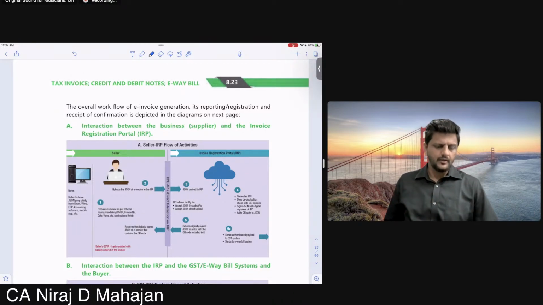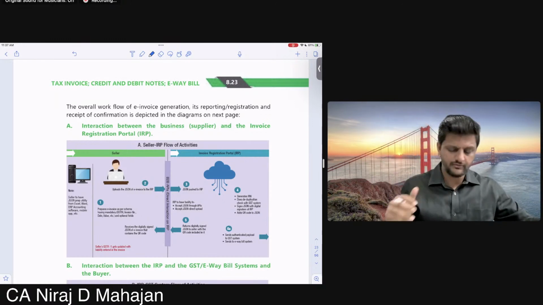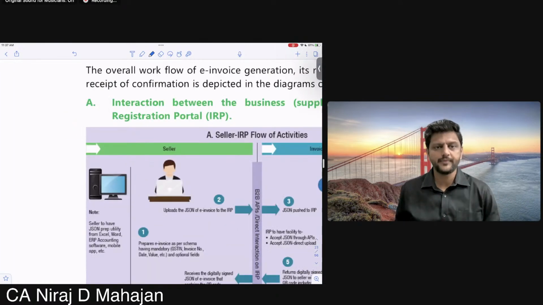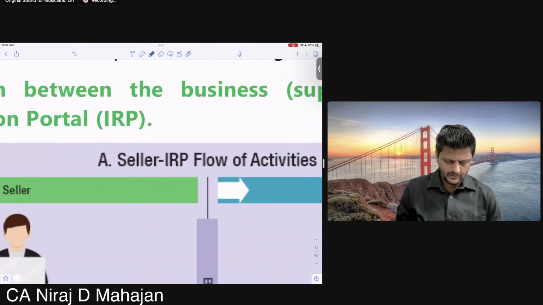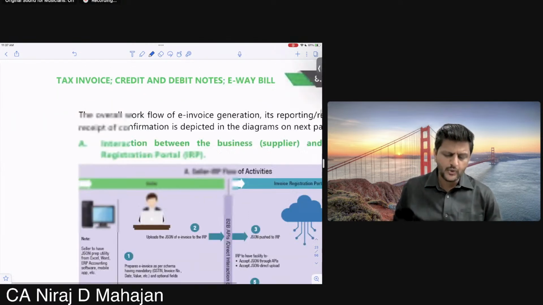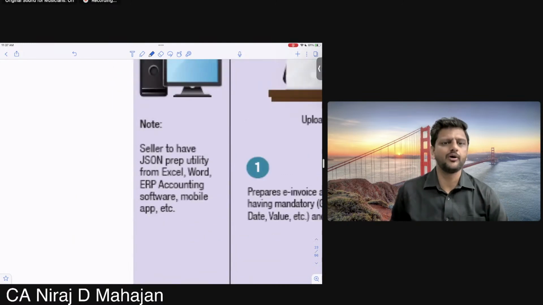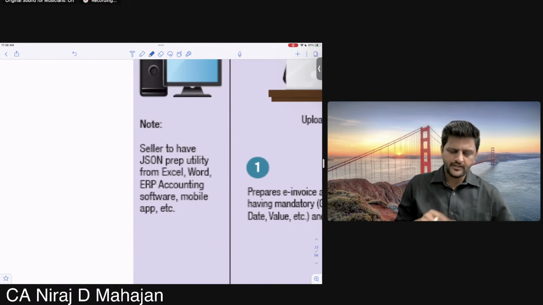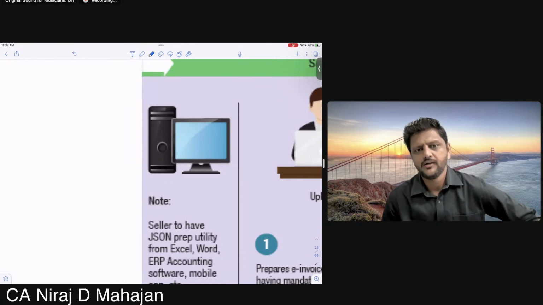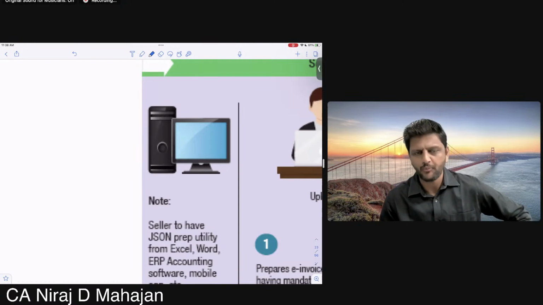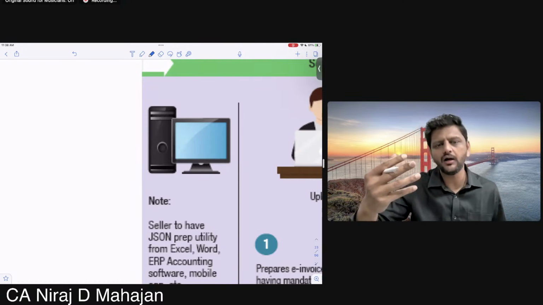Check now. The overall workflow of invoice generation, for your understanding. And receipt of confirmation is depicted in the following diagrams. Seller and IRP. The seller is to have a JSON prep utility. Prep means preparation. From Excel, Word, or any ERP, accounting software, mobile app, etc. Basically, he is going to enter details in his own system, and from that he is going to prepare an IRP-ready file. Are you getting my point? Basically, an input file for IRP.